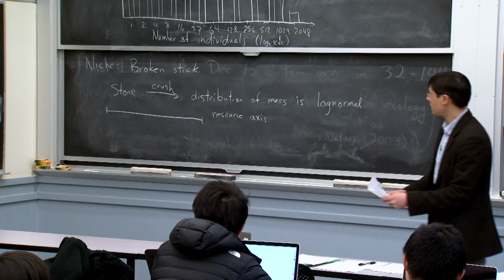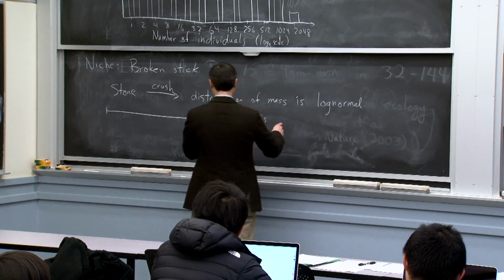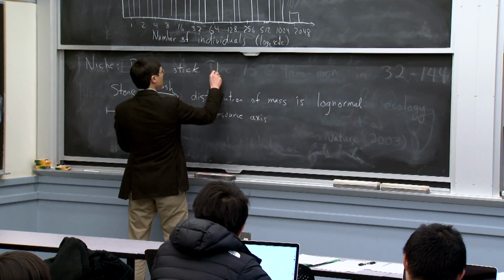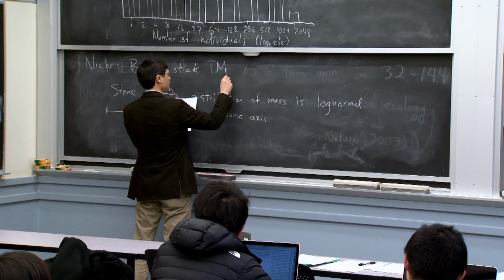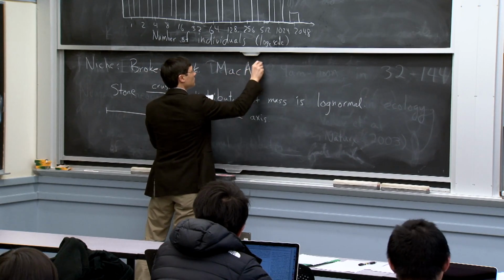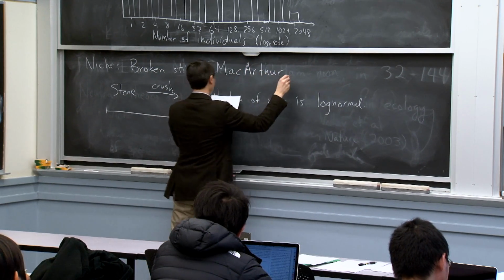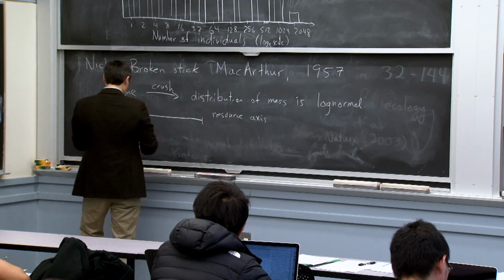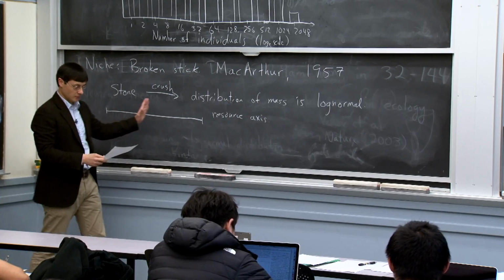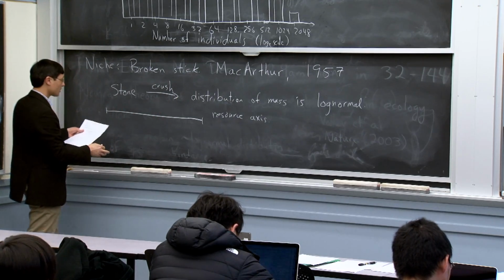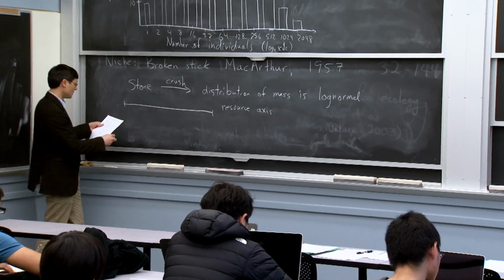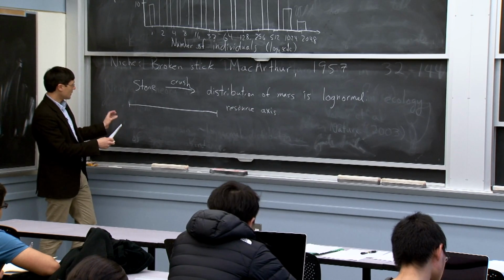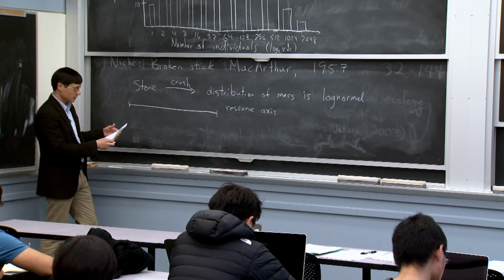This comes from MacArthur in the 1950s, MacArthur, 1957. All right, so we imagine there's this homogeneous resource axis. We're going to break it up into n segments, and the abundances are proportional to the length.